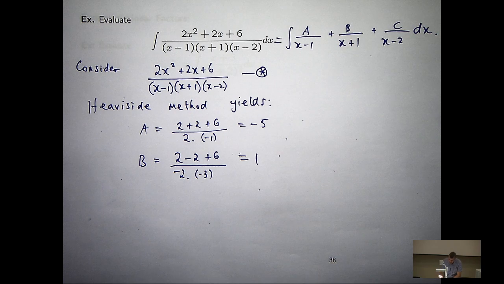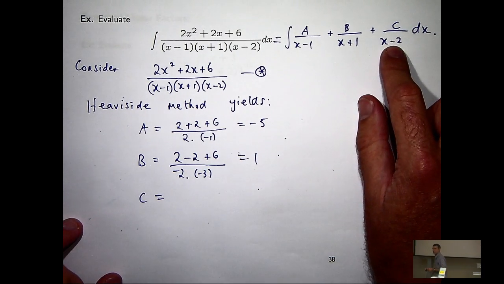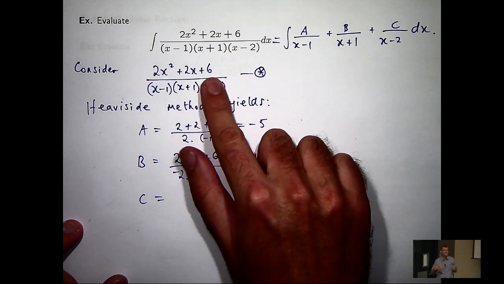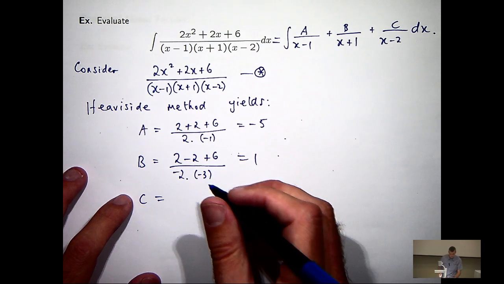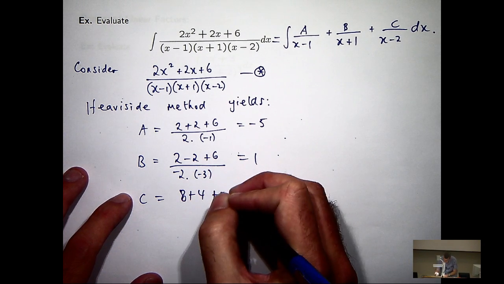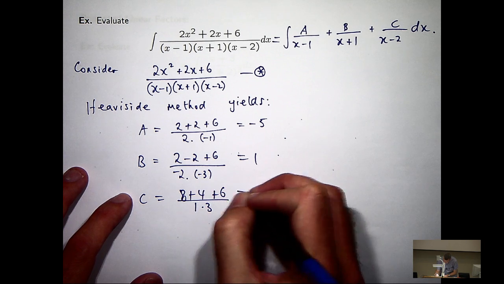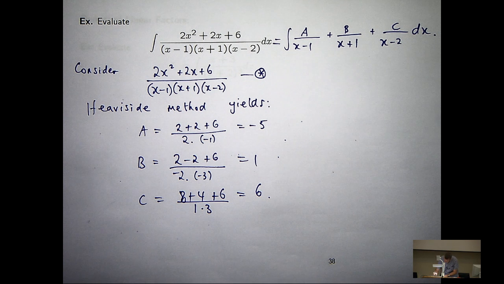All right, and finally, for C, which lies above x minus 2, I cover that up and plug in x equals positive 2. So I'm going to get something like this. Okay, pretty easy. So now I just take those values and do my integration.